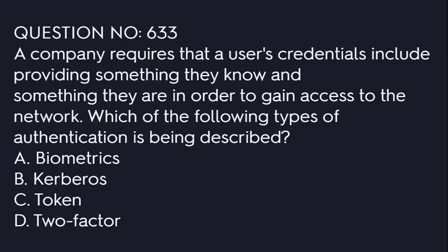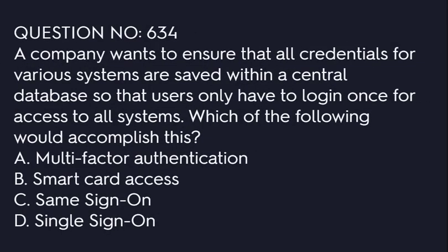Question number 633. A company requires that a user's credentials include providing something they know and something they are in order to gain access to the network. Which of the following types of authentication is being described? A. Biometrics. B. Kerberos. C. Token. D. Two-factor. D. D.